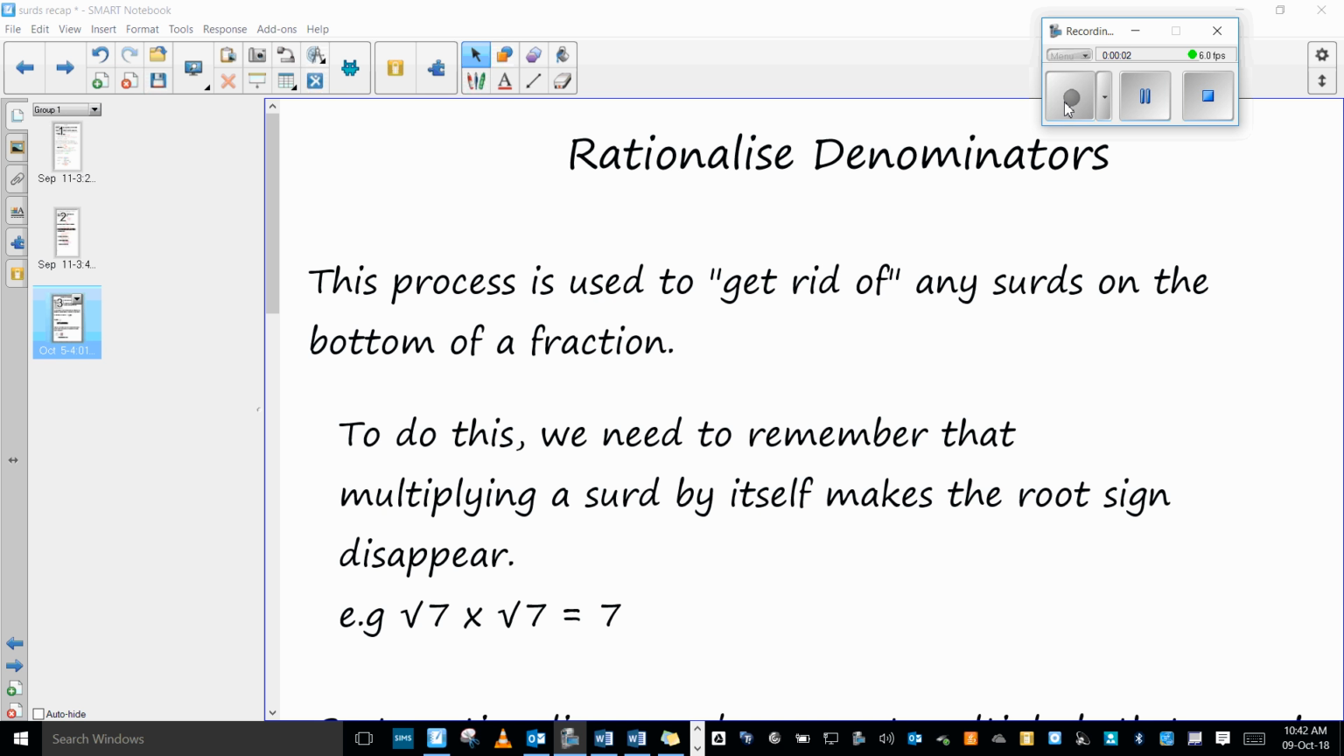This is the process used to get rid of any surds at the bottom of a fraction. Now, officially, we should not leave a square root on the bottom of a fraction. Okay, so that's the rule of thumb that we should be aware of.